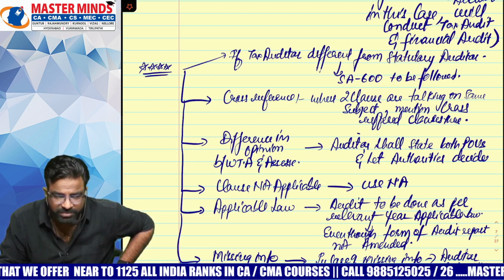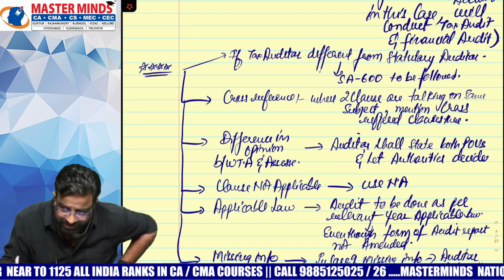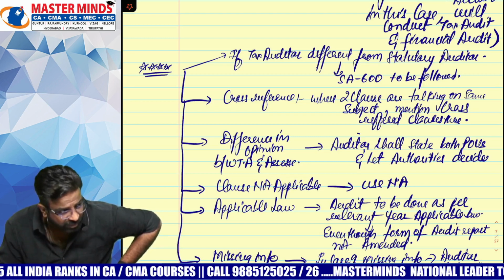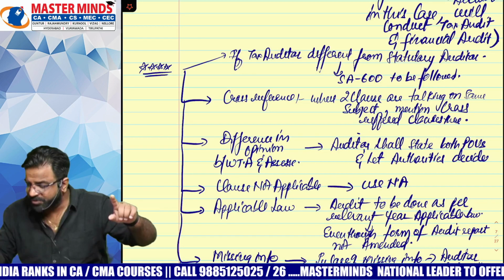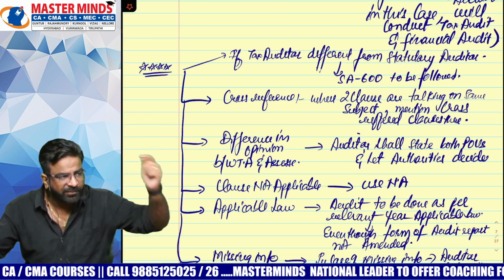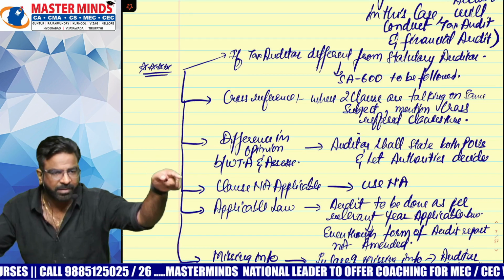One auditor is using the work of what? Another auditor. Next one: cross references. Say for example, out of 44 clauses, two are referring to each other. Suppose 33 is saying, please refer to 21, and make sure that even if 21 is not saying, please refer to what? 33, you write it there.